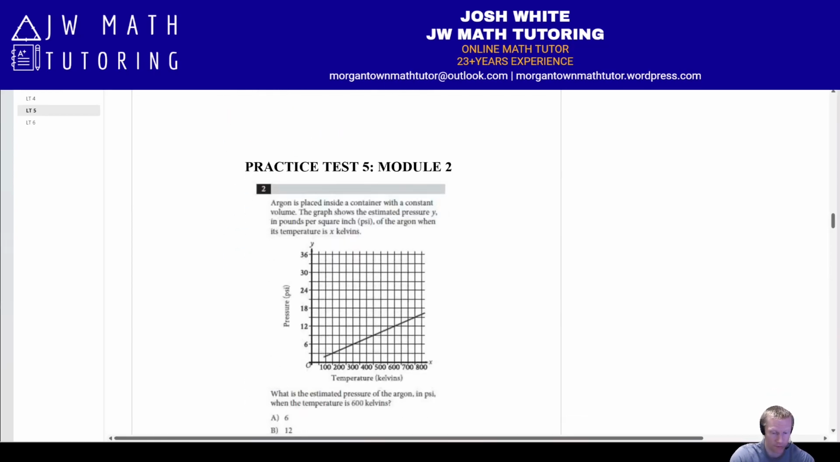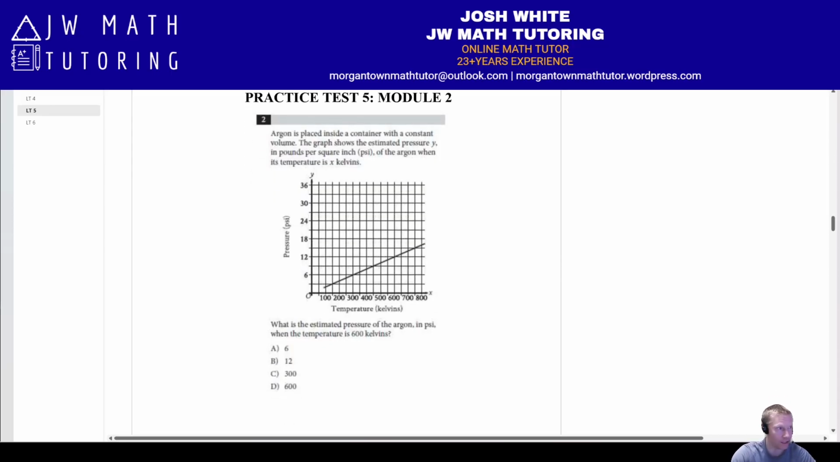All right, so that was it from Module 1. Now we're looking at some questions from Module 2, again on Practice Test 5, Linear paper non-adaptive test. Okay, first up, question number 2. What is the estimated pressure of argon when the temperature is 600? So on this graph, we're just going up to 600, and then we're going over to the pressure, which should be 12. So the correct answer for this is just going to be letter B.